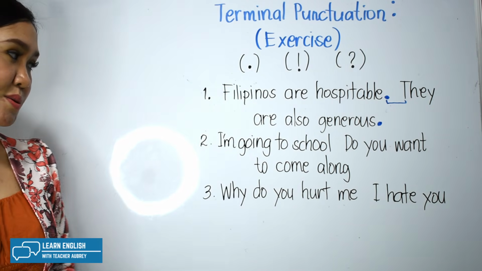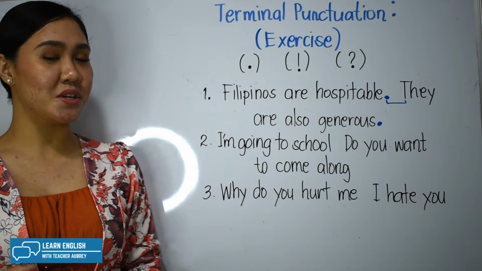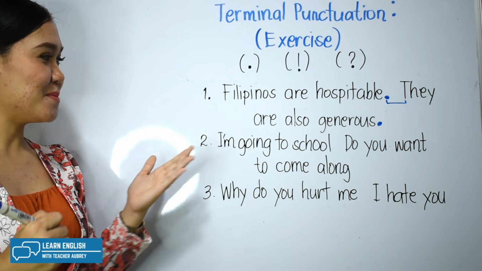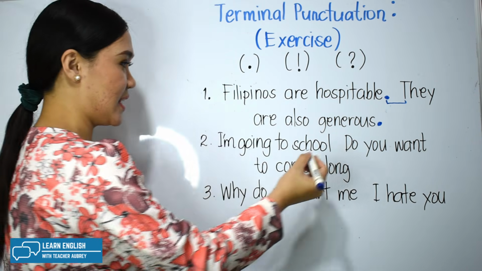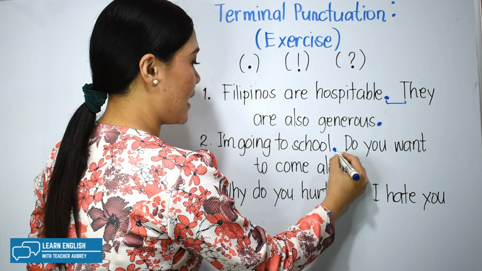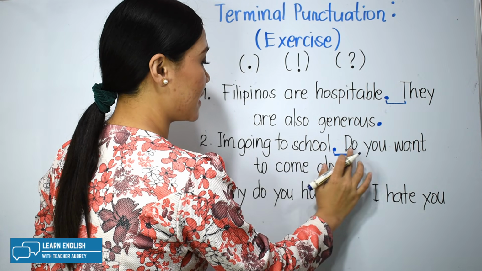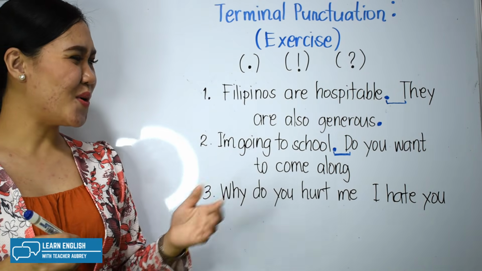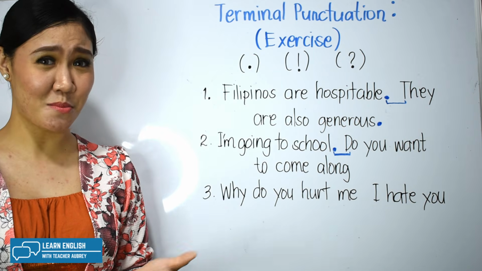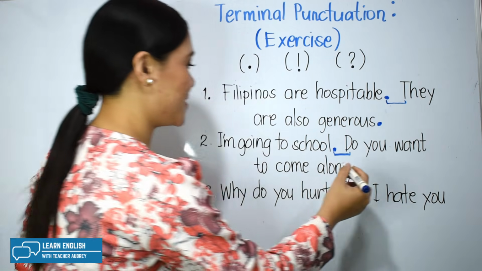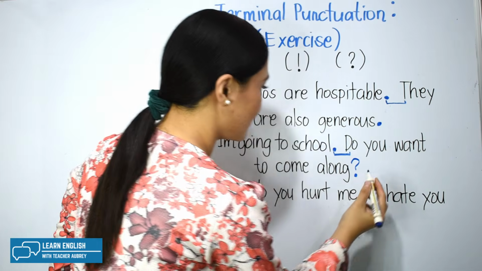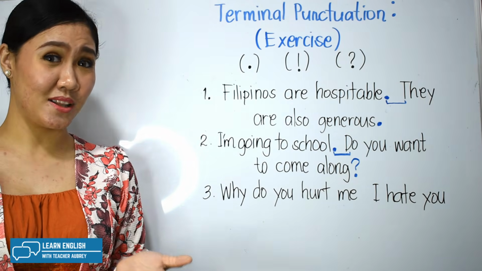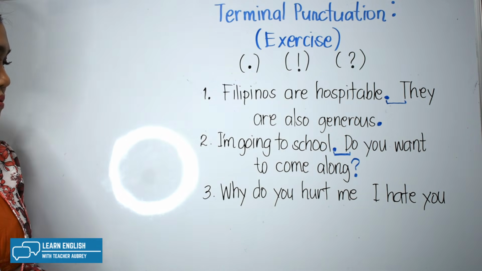For the second sentence, I am going to school. Do you want to come along? I am going to school. That is a declarative sentence. Tuldok. At may space na sa pagitan ng tuldok at nung kasunod na salita. Do you want to come along? Gusto mo bang sumama? Nagtatanong ka. So what we have to use is a question mark. I'm going to school. Do you want to come along? That's it.